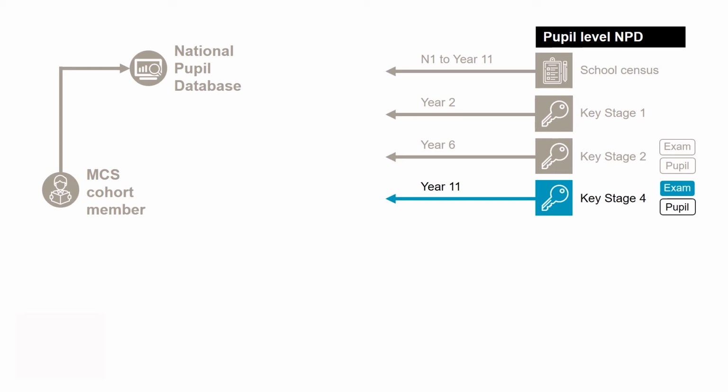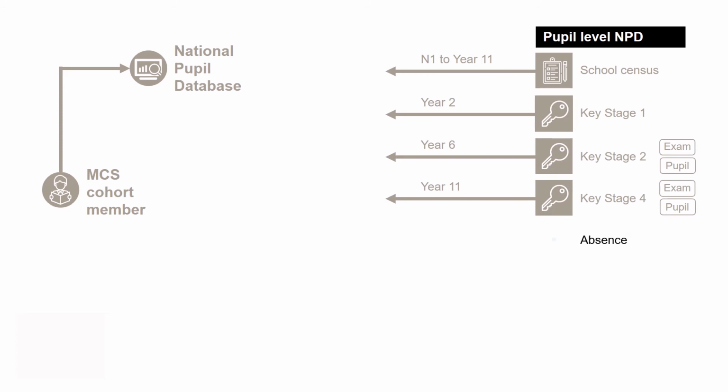Examples of variables in the exams dataset include qualification accreditation number, the final grade of qualification, and the point score for qualification. In the pupil dataset, variables include whether the pupil achieved 5 A-star to C GCSEs, the pupil's attainment 8 score, and the total GCSE and equivalence new style point score.